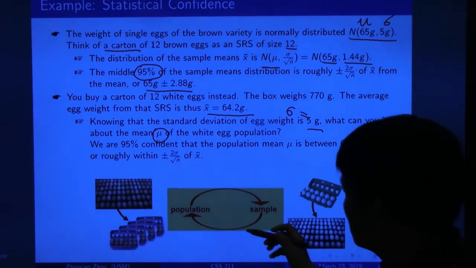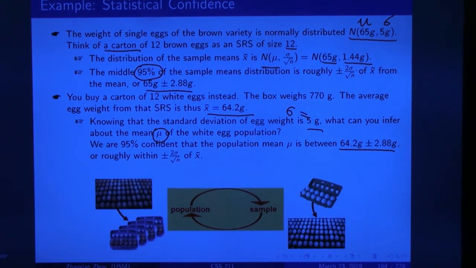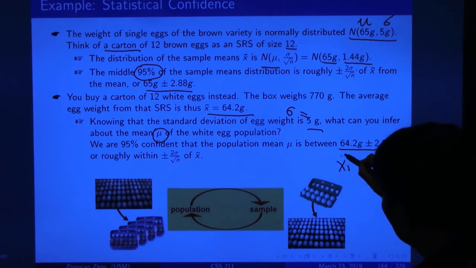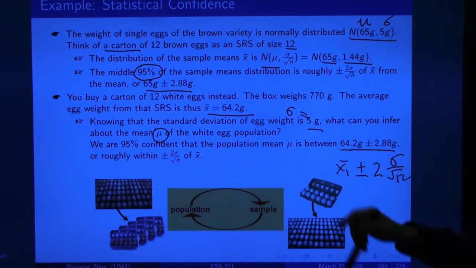The interval is 64.2, which is the x bar, because we know this. And plus minus, and we use 2 standard deviations. This standard deviation is the mean standard deviation, divided by the square root of the size n, which equals 12 in this example, and this part equals 2.88, and this one, we know this here equals 64.2.